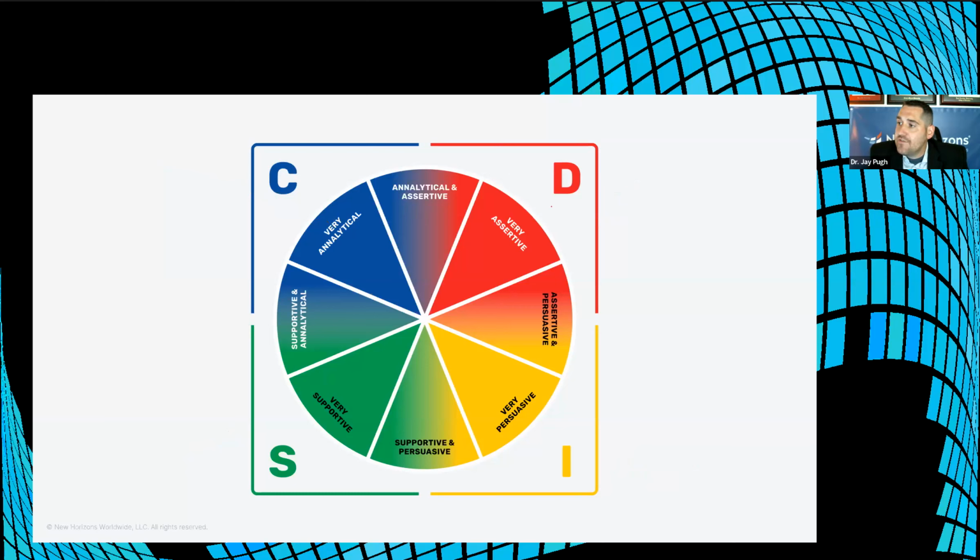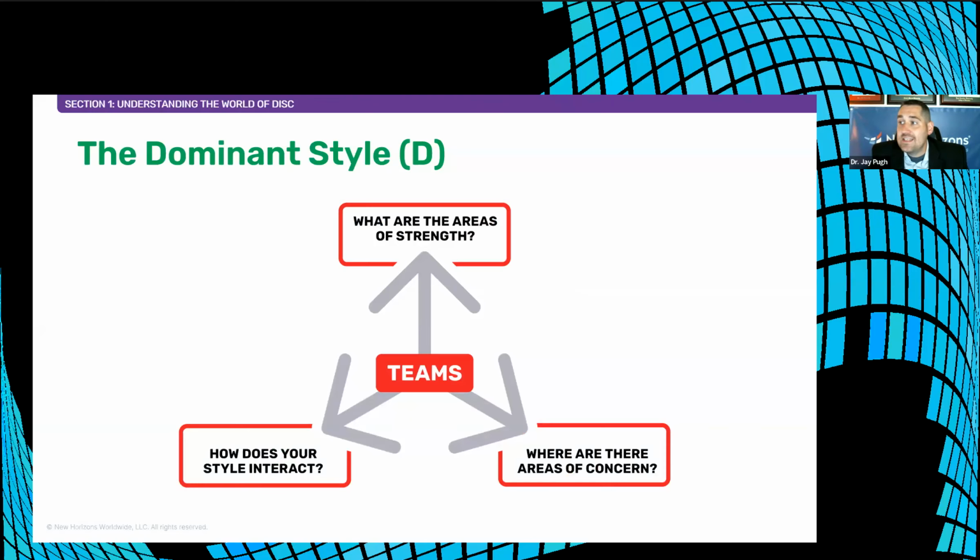The first piece of this is D for dominant. And dominant means that you are direct, you are focused, you are to the point, you're assertive with your communication. Directness is the most key pivotal piece that comes into play. So this is known as the dominant style.